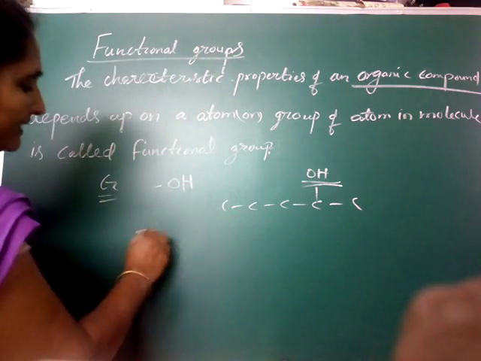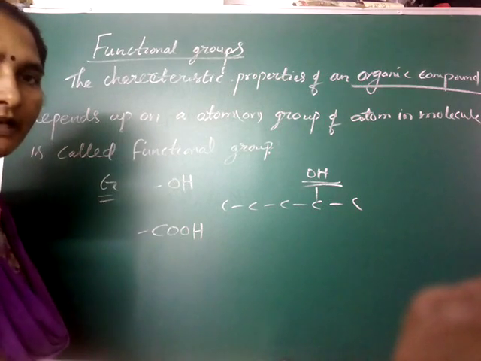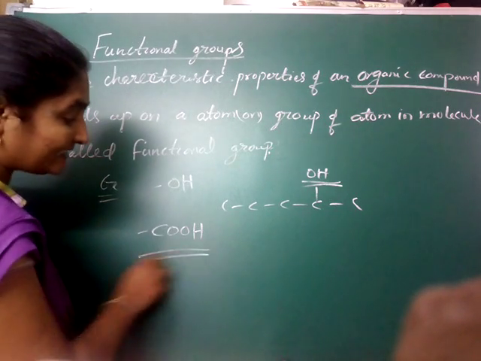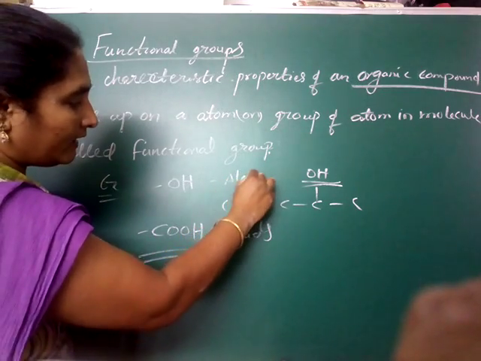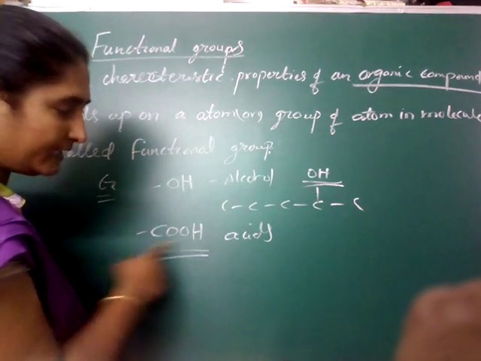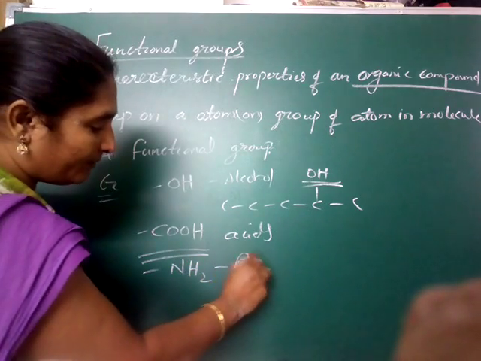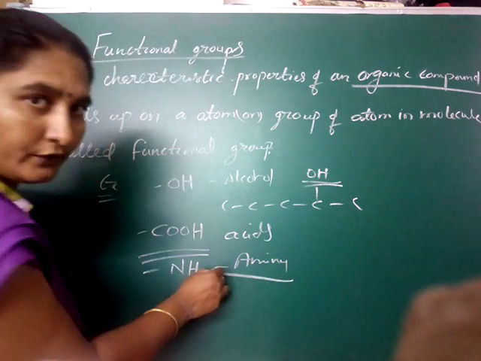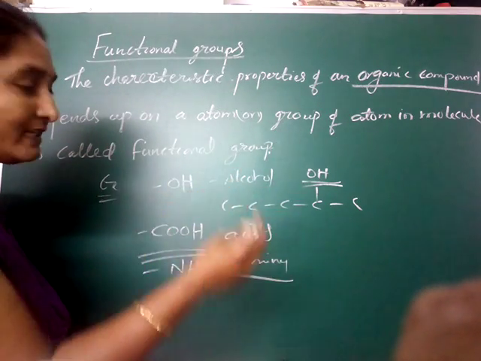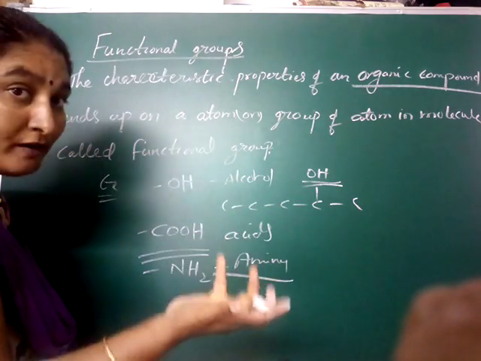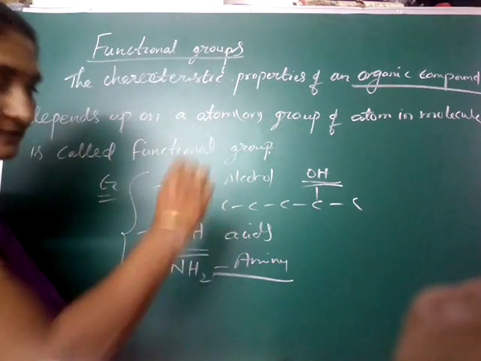Lastly, suppose COOH is present on any carbon in the organic compound, then those are called the acids. Do you understand? If it is COOH, then these are called acids. If it is NH2, it is called amines, like that. If any organic compound is characterized by an atom or some group of atoms, that is called the functional group, like this.